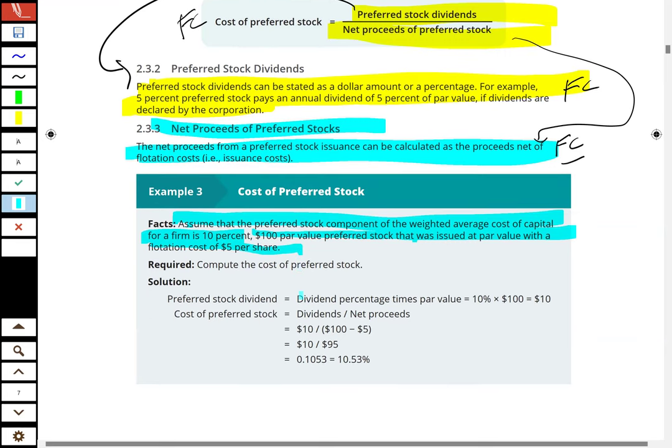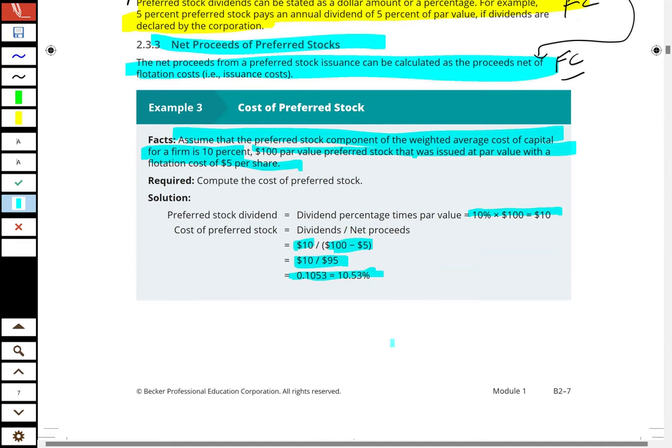So we already have the cost. This gets a little redundant here, guys. They tell you that it's 10%, and that's on $100 par, that gives us $10 as the dividend. Okay. But we need to take those issuance costs off of that. And so if you take the $10 divided by the $95 in net proceeds, that gives us, in a percentage, the cost of the preferred stock. Again, we're going through these components one at a time that we saw in the weighted average cost of capital formula.